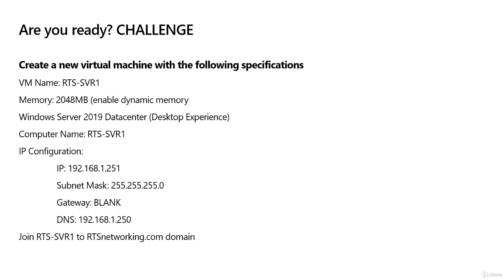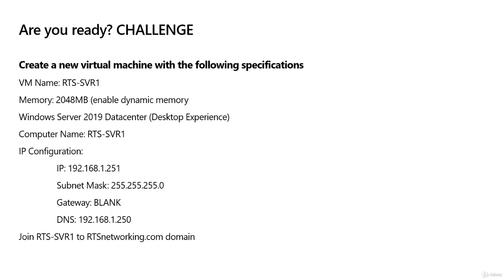When we install this, we want to choose Windows Server 2019 Data Center Desktop Experience as the operating system. After the install, name the computer RTS-SVR1, so that will be the name of the virtual machine and of the computer itself. And for the IP configuration, you can use 192.168.1.251 with the default subnet mask. Now, we're not connecting to the internet, so we don't need a default gateway.